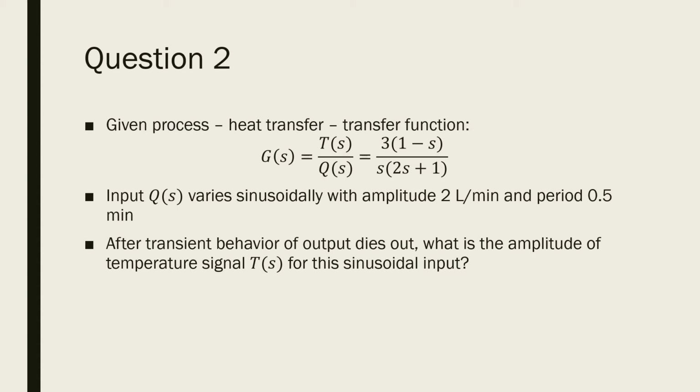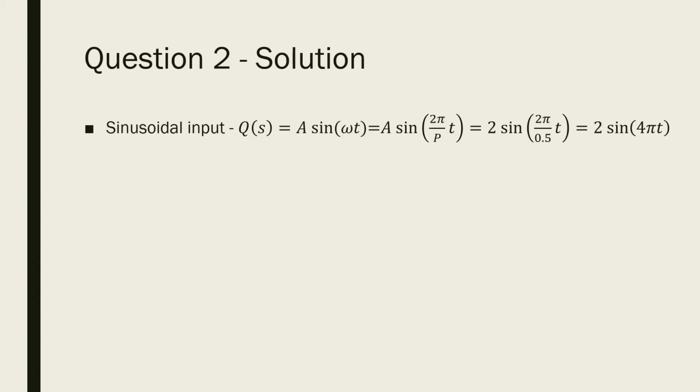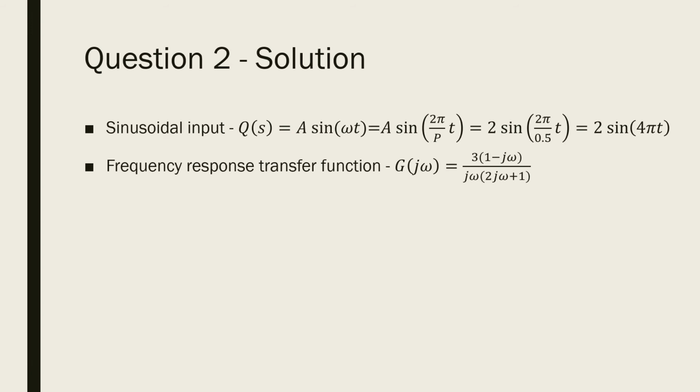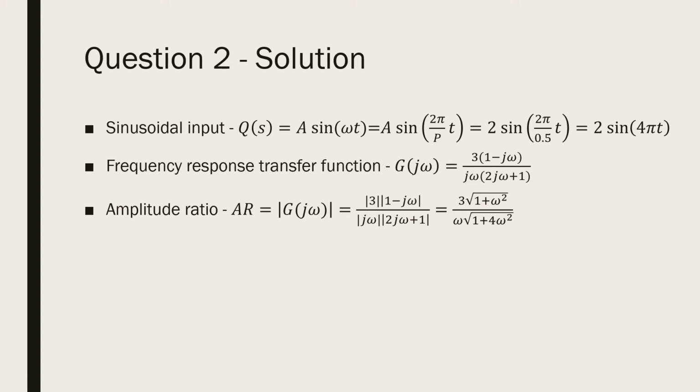when the transient behavior dies down. Let us rearrange the information we have about the sinusoidal input into its general A sine omega t form. We then get the input signal to be 2 sine 4 pi t. The frequency response transfer function for this process is given as follows. The amplitude ratio for this frequency response transfer function is given as 3 times the square root of 1 plus omega squared, over omega times the square root of 1 plus 4 omega squared.